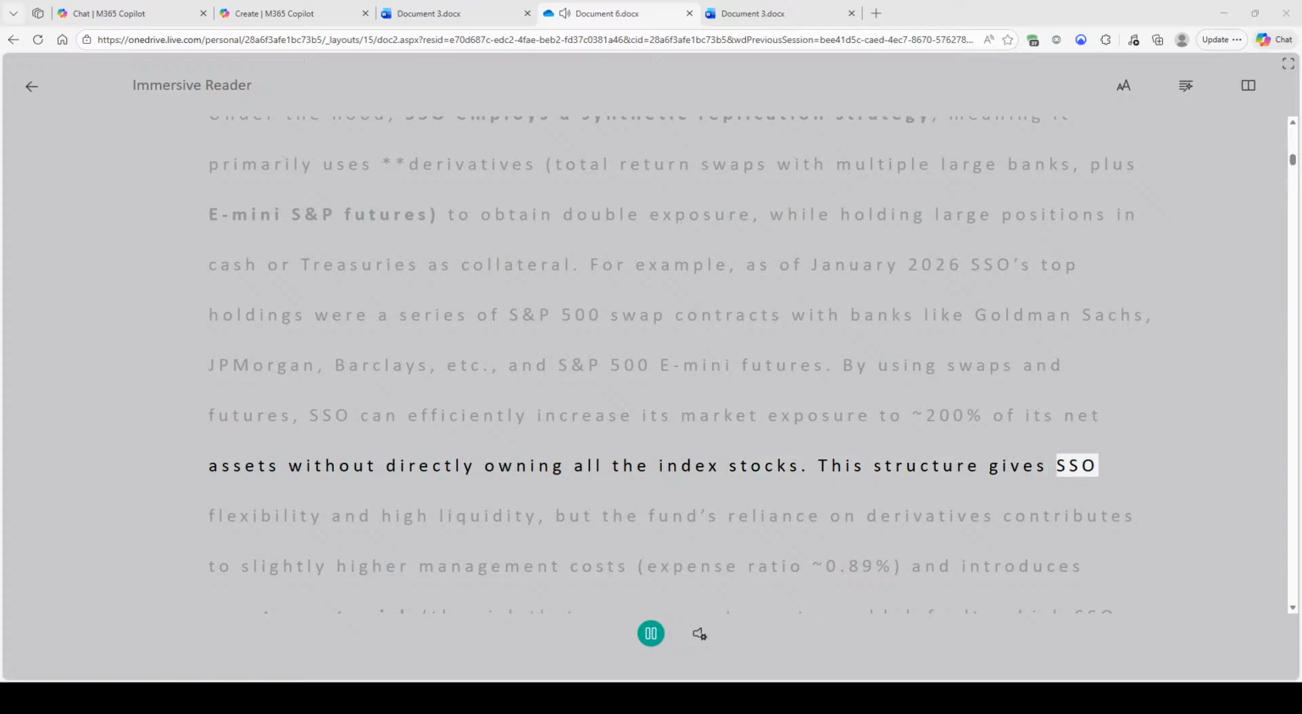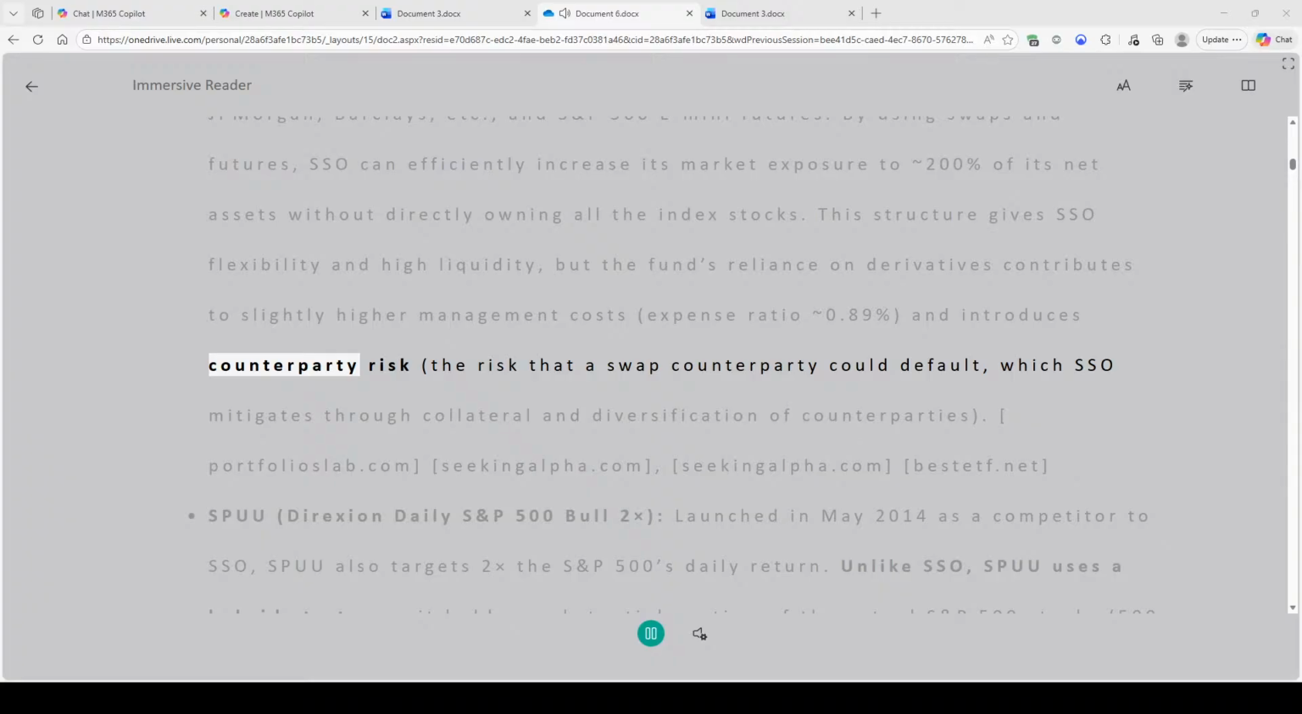This structure gives SSO flexibility and high liquidity, but the fund's reliance on derivatives contributes to slightly higher management costs, expense ratio 0.89%, and introduces counterparty risk, the risk that a swap counterparty could default, which SSO mitigates through collateral and diversification of counterparties.